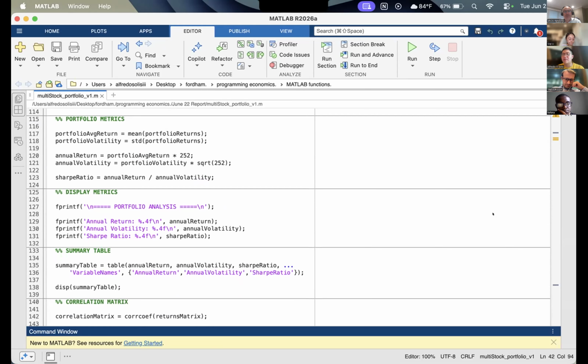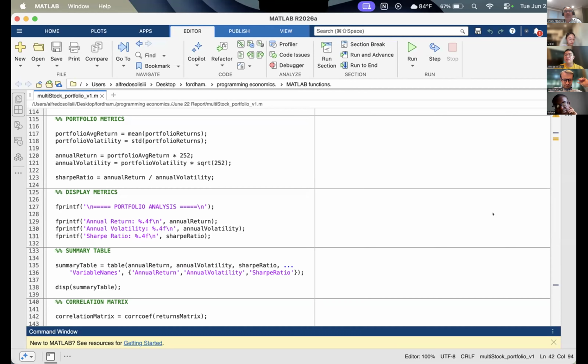And from here, it gives the daily standard deviation, which is our measure of risk. Multiplying by the square root of 252 annualizes it correctly, since the standard deviation scales with the square root of time. This allows you to divide annualized return by annualized volatility, which gives you the Sharpe ratio you're looking for. Next, it's a display metric. This one prints the results directly to the command window, showing the numbers, which I'll do when we run it.